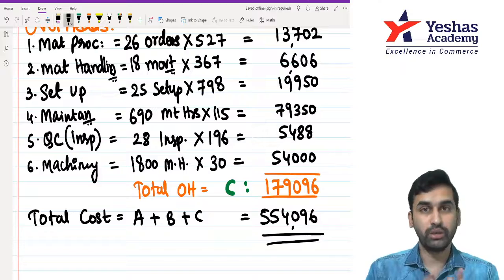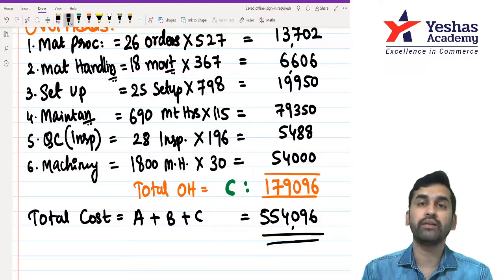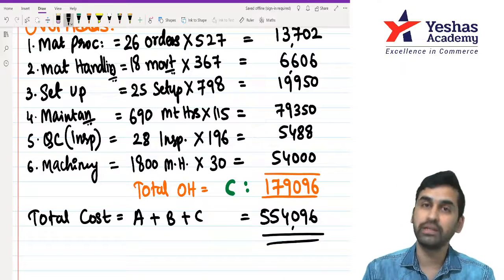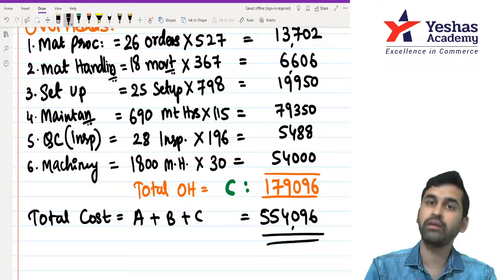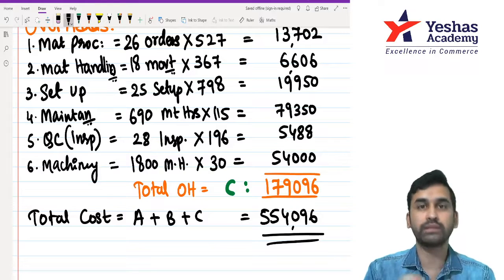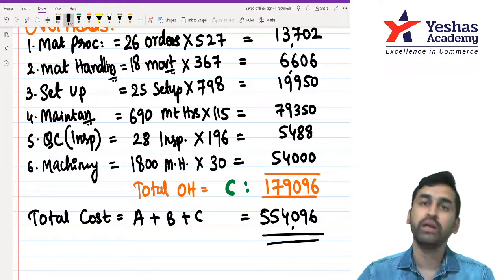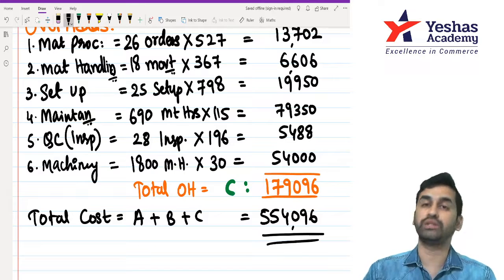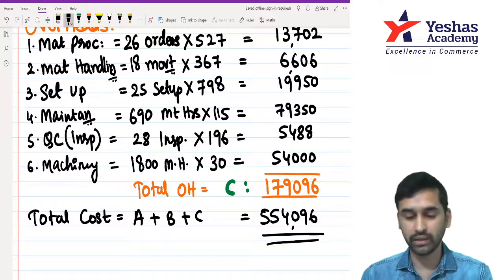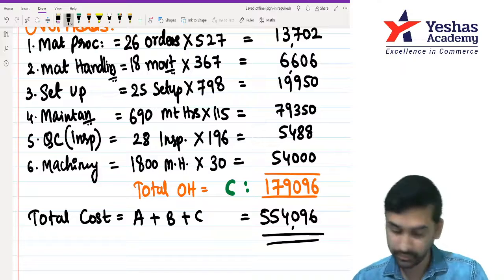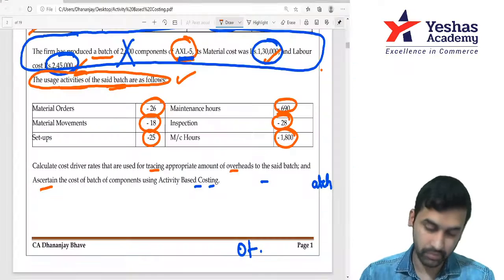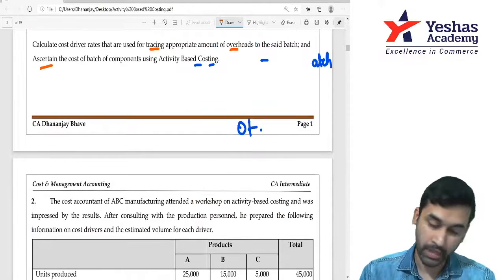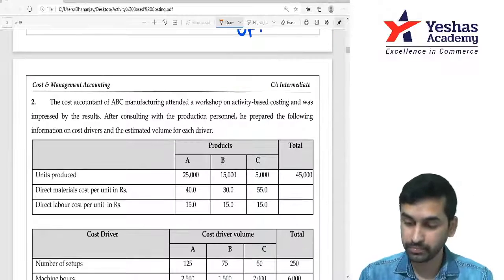Now basically what did we do? First we calculated cost driver rate, that is cost per activity. Correct? Cost per cost driver. Using that we prepared cost sheet to calculate the total cost. Right. Simple. Question number 2.